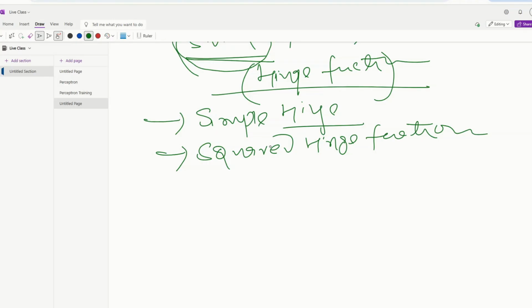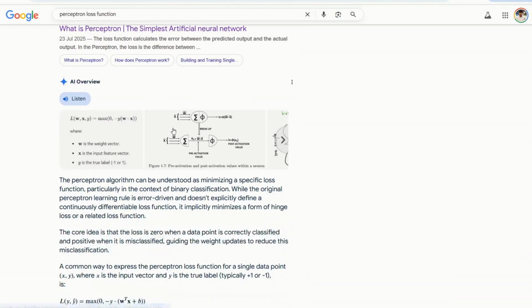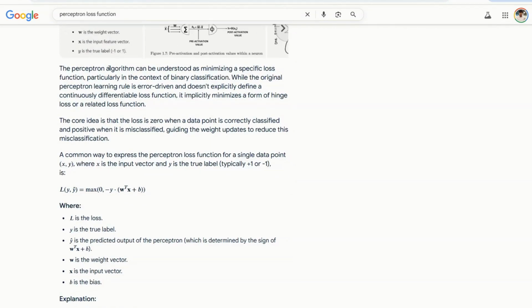If you do a Google search, or even go to the sklearn library, I'm just typing "perceptron loss function". You can see Google is giving me this nice article. The perceptron algorithm can be understood as minimizing a specific loss function. The purpose of a loss function is to minimize the error, particularly in the context of binary classification.